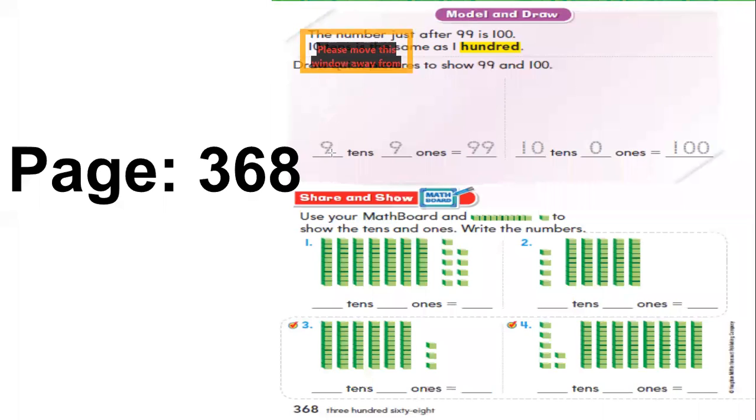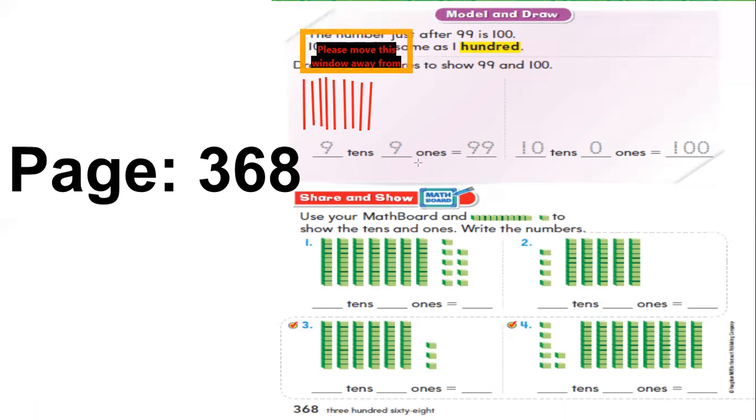When you have 99, look here, I have 9 tens and 9 ones. So I'm going to draw 9 tens first. So that is 9 standing lines. So 1, 2, 3, 4, 5, 6, 7, 8, and 9. So this is 9 tens. That is 9 groups of tens.